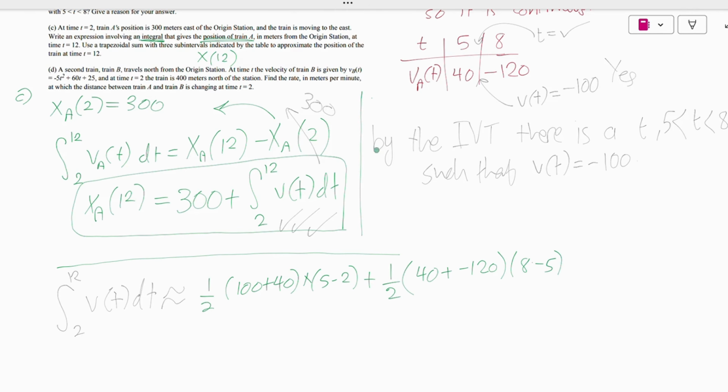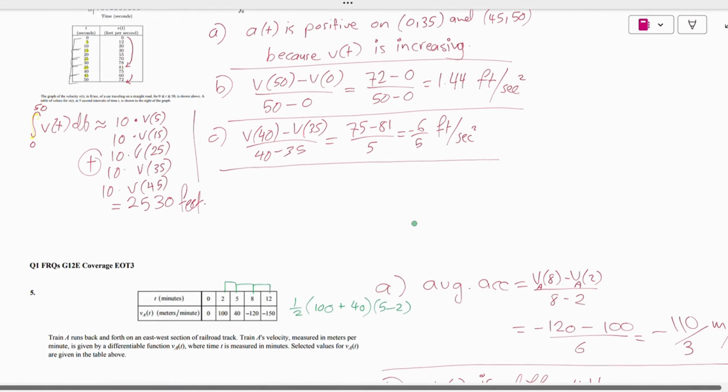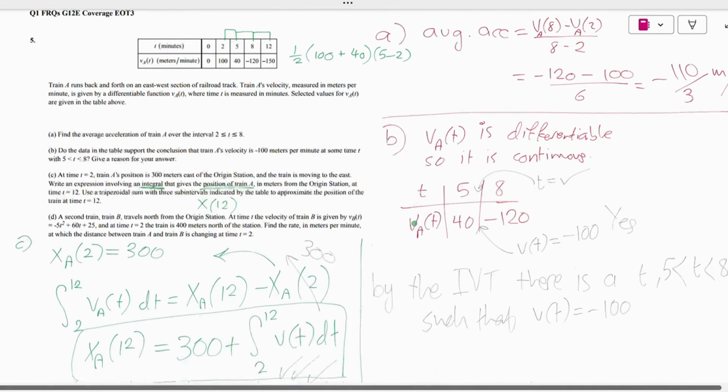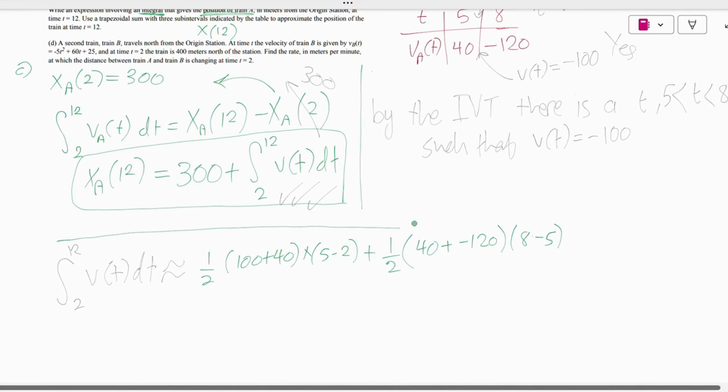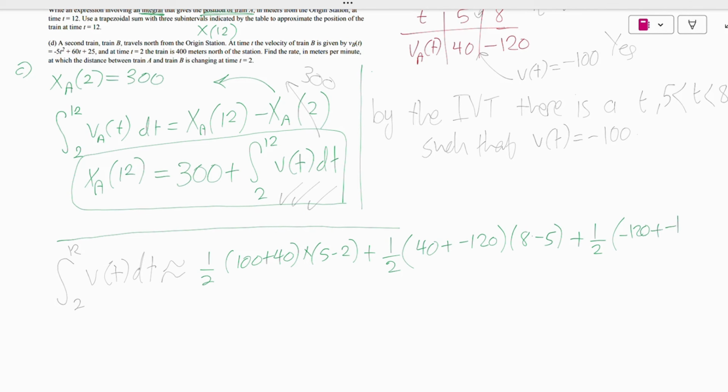Let me check those values. Yeah, 40 and negative 120. And the last one will be half times negative 120 plus negative 150 times the difference between 12 and 8. So this all simplifies to what? Negative 450. Again, we are not done. We need to use this amount and put it back here.